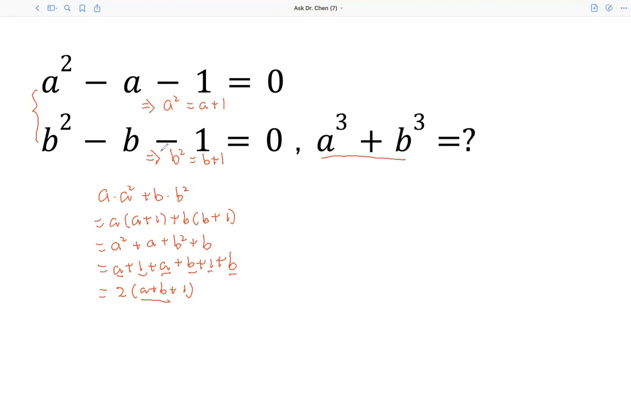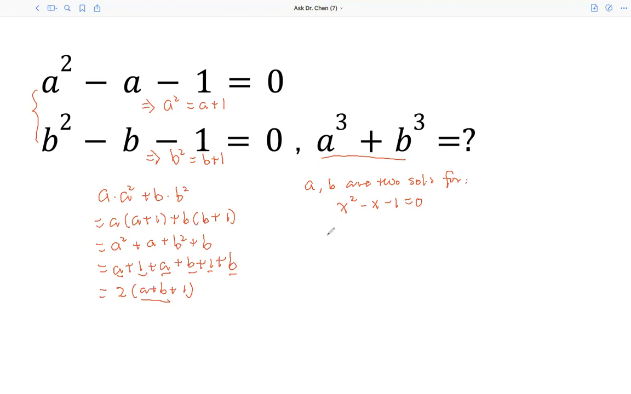Well, let's observe. We see a and b. Right, the two equations are exactly the same except the variables. So a and b are two solutions for such an equation: x squared minus x minus 1. Okay, and what is the solution?